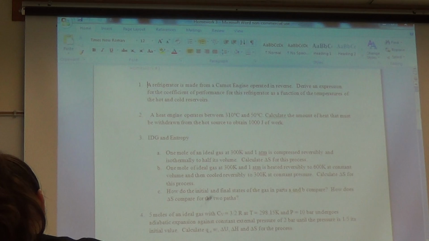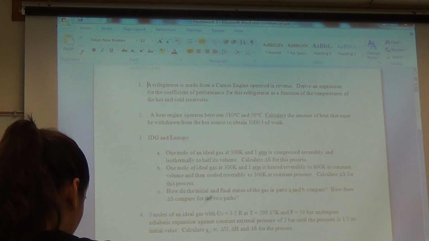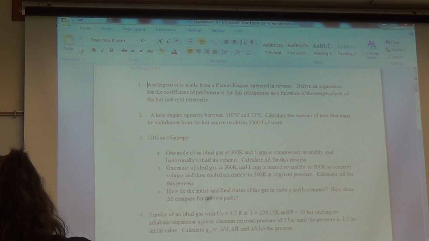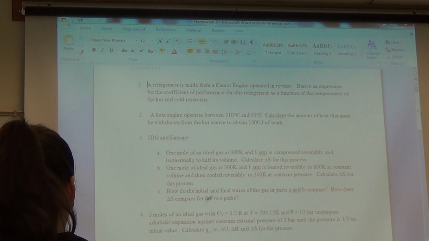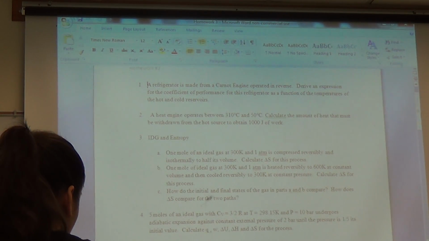Does anybody have that equation? Isn't that entropy? Which one do you want, capacity notes or entropy notes? Okay, you look at the equation. Yeah, the efficiency then is defined by the definition of QH.